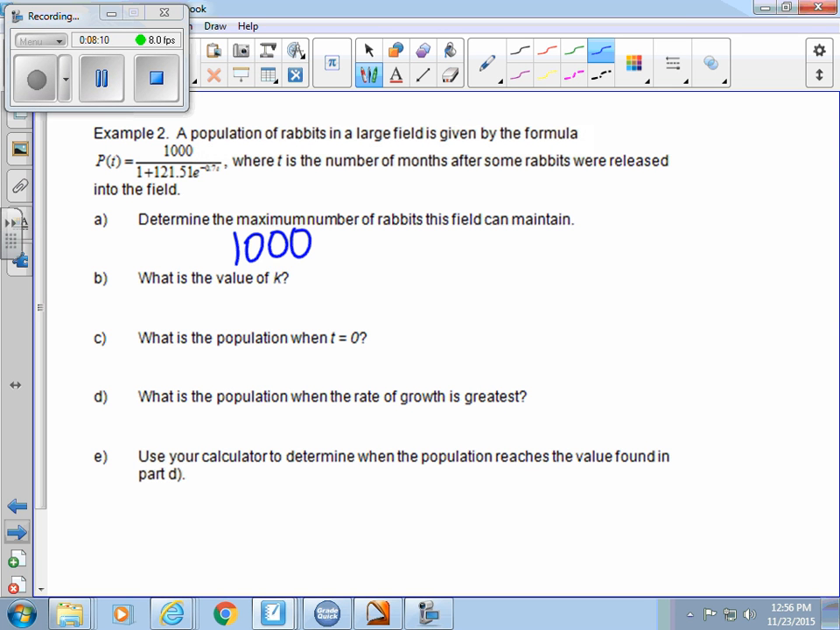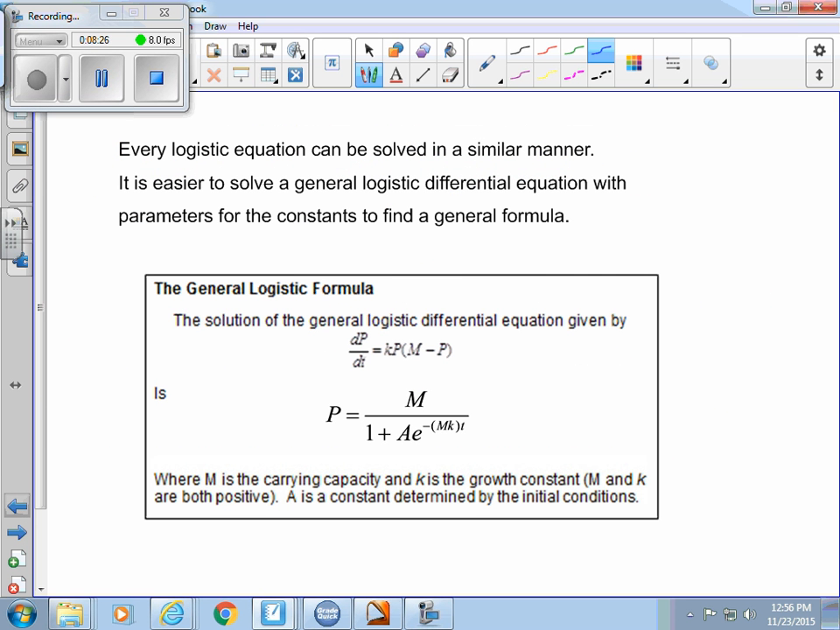Well, what's L? L's 1,000, isn't it? So negative 0.7, I think that's what that is. M and L are the same, depending on which textbook you use.